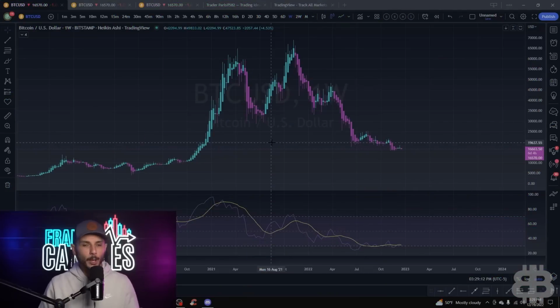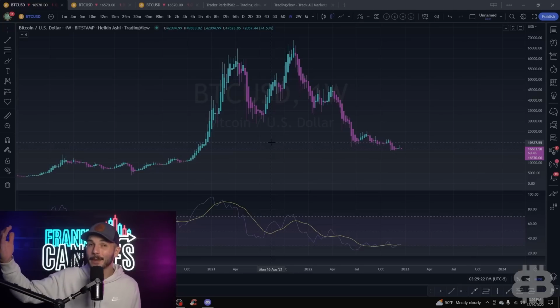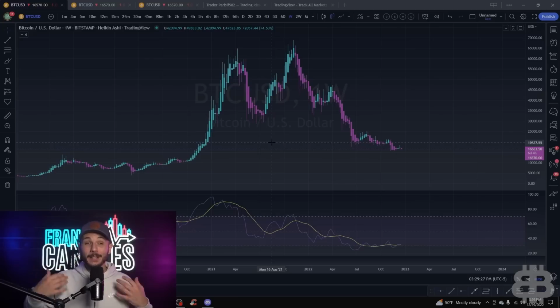So guys, here we are on the weekly time frame, and for our first example, I want to show you guys an example of a bearish divergence. Now, we're on the weekly time frame, so this is a pretty high time frame, and when you're looking at something like the weekly, it's going to take quite a bit of time for the setup to play out, but you can spot divergences on any time frame.